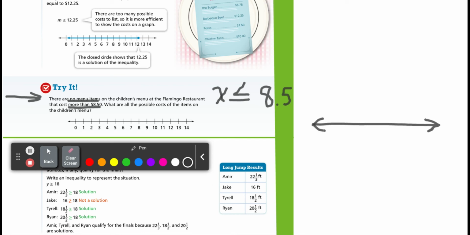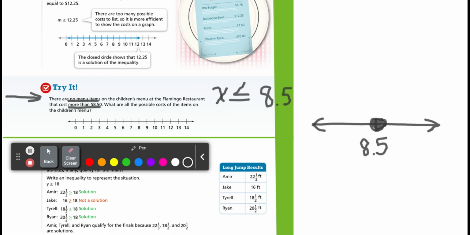So let's start by making a number line in your notebook. And we're going to start by plotting a point at 8.5. So let's start by plotting an open point. Now we have to think, can X be 8.5? Let's think about what this inequality says. X is less than or equal to 8.5.